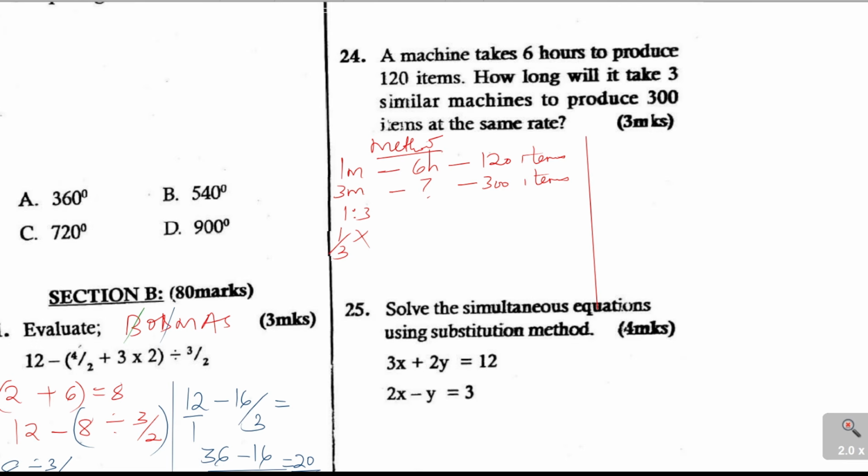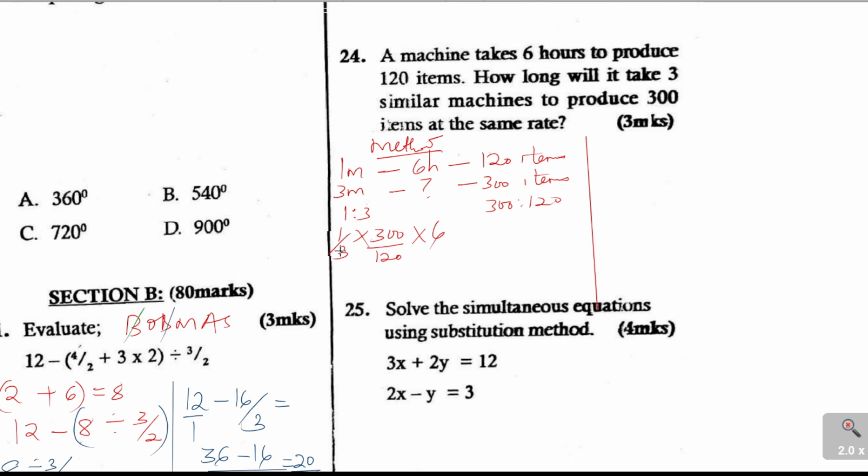So that is the first thing. Then we multiply by, now we take the hours and the items. To produce 120 items, it takes 6 hours. So what about producing 300 items? Because the items have increased, we expect the number of hours to also increase. So 300 items, we expect the hours to increase in the ratio 300:120, which we write as 300 divided by 120. And then to get the number of hours, we multiply by 6.